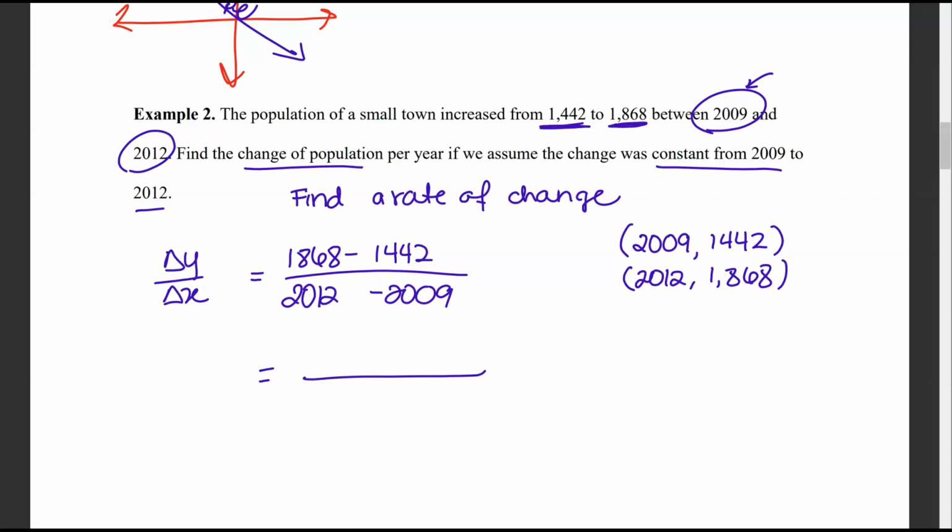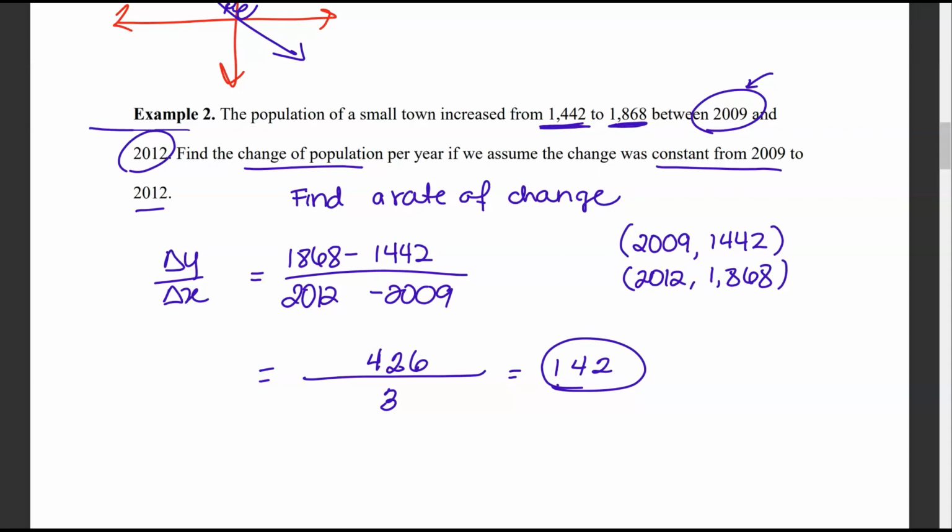If I take 1,868 and I subtract 1,442, I end up with 426 divided by, and now 2012 minus 2009, that's going to be a difference of 3 years. Okay, so I end up with 426 divided by 3. So my rate of change is going to be 142. Check me on that, I just did that in my head. But this is going to be my rate of change, 142.